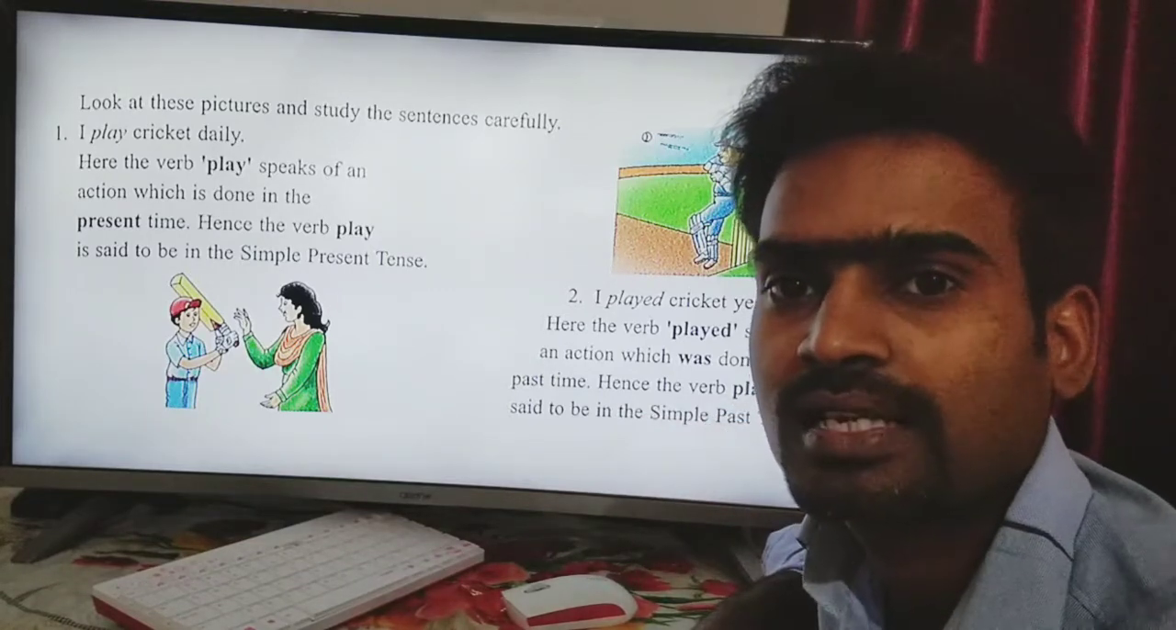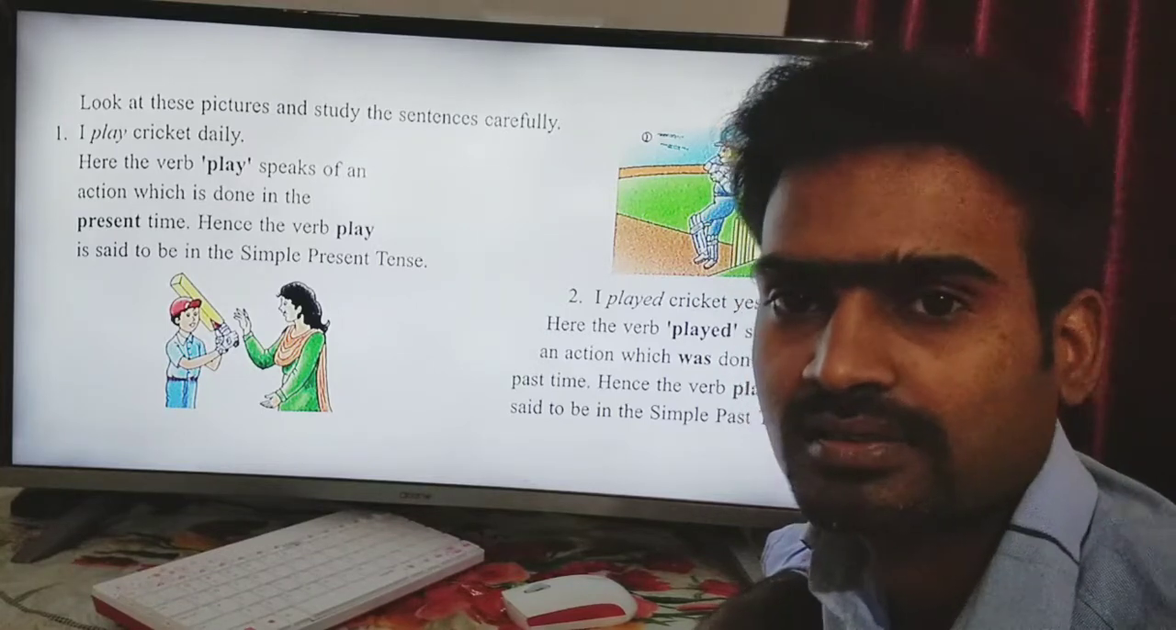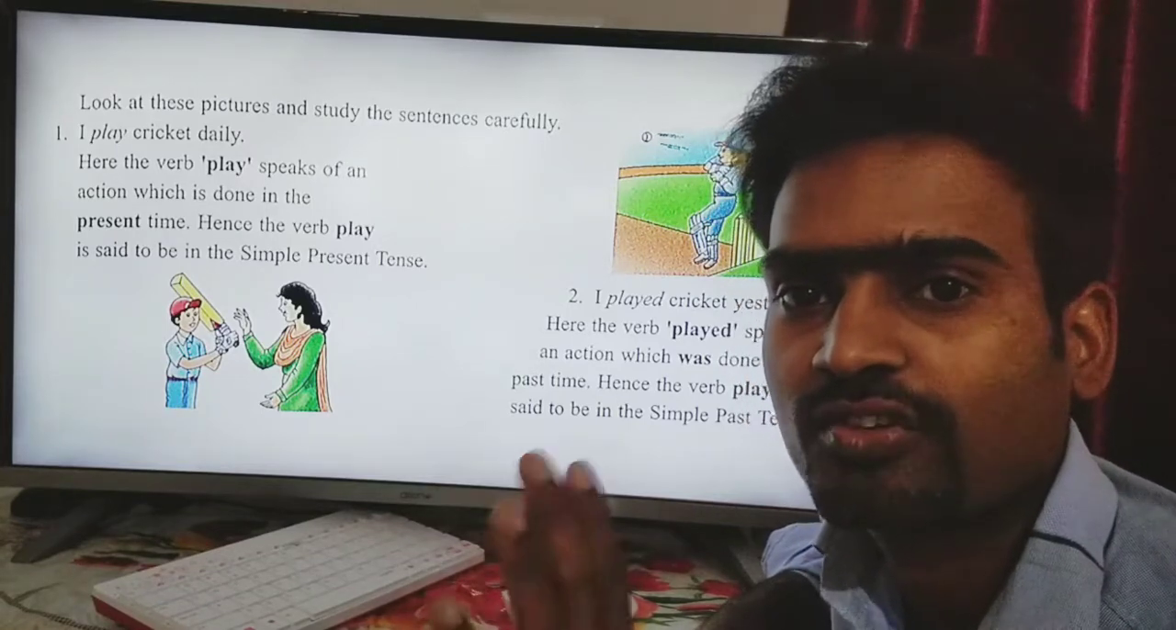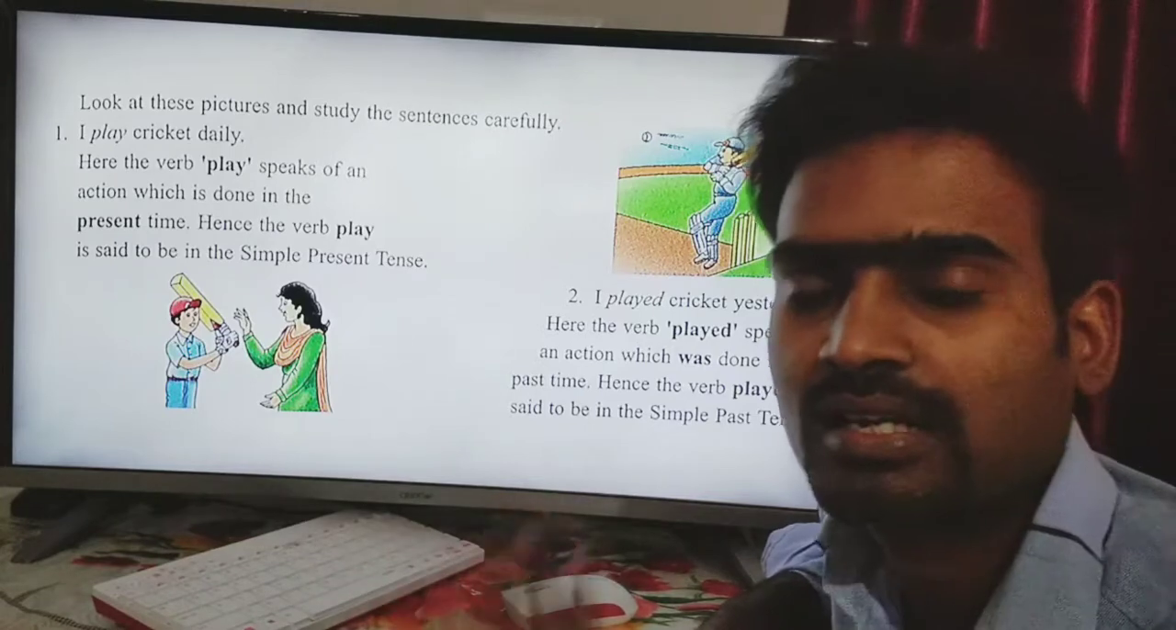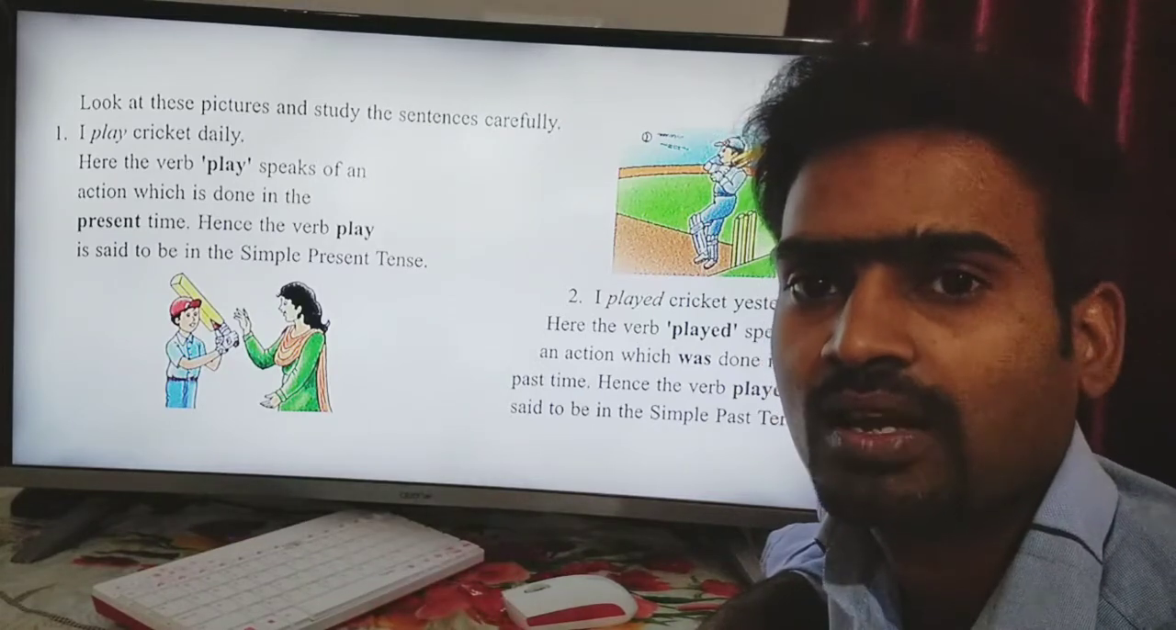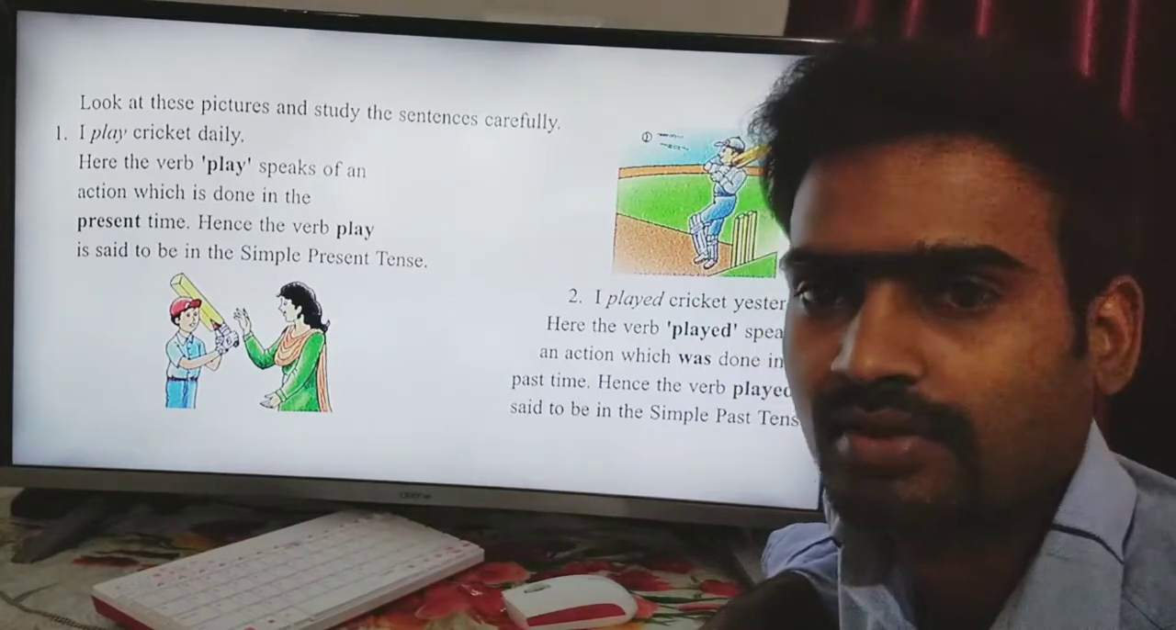So we know only three types of main tenses. In each tense we have four categories. That we will learn in the next exercise, or when the time comes.